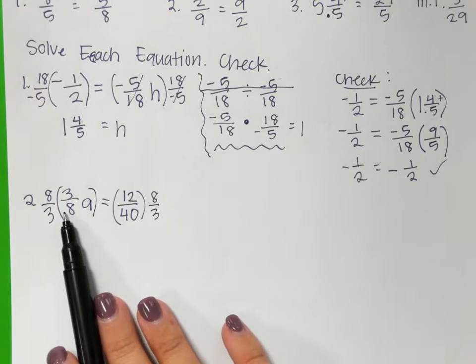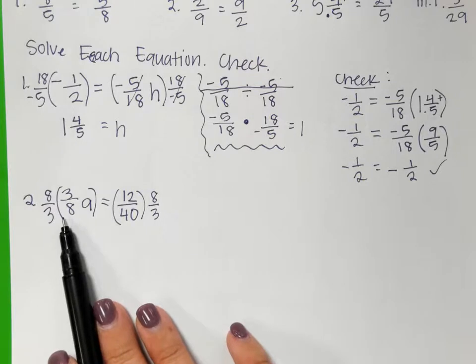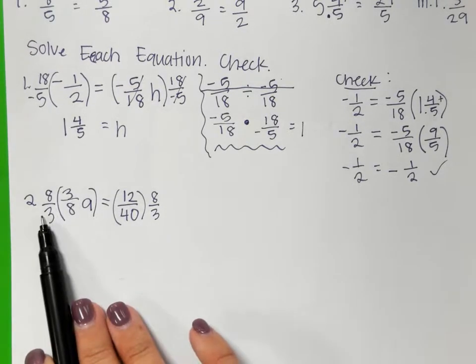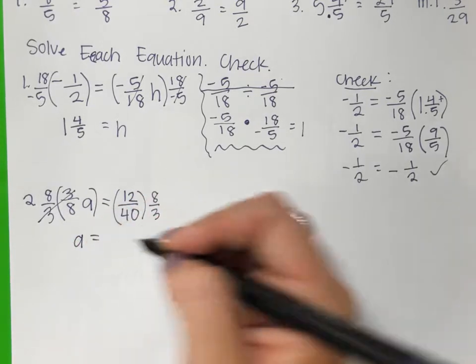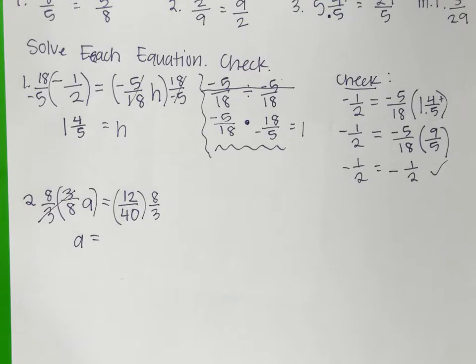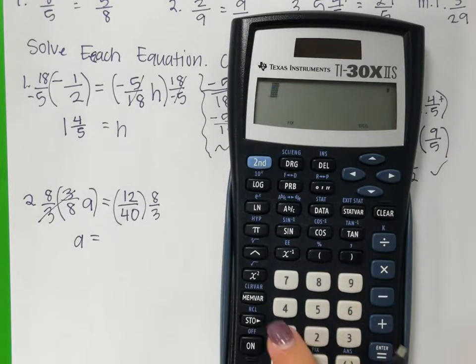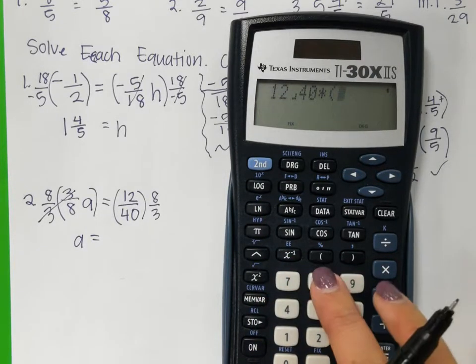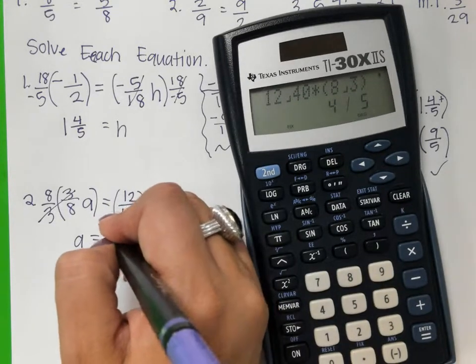Anytime we have a fraction in front of a variable, we're going to multiply both sides by its multiplicative inverse, or its reciprocal, meaning we're flipping those numbers. Because 8 times 3 over 3 times 8, that gives me 1. They cancel out. Leaves me with a is equal to 12 over 40 times 8 over 3. So that means I can plug it in my calculator. 12 over 40 times 8 over 3 equals 4/5.